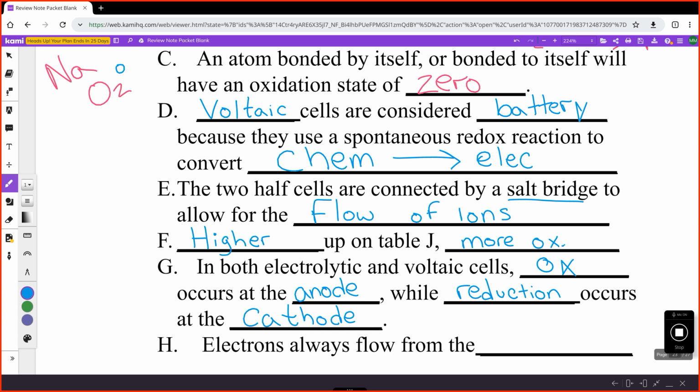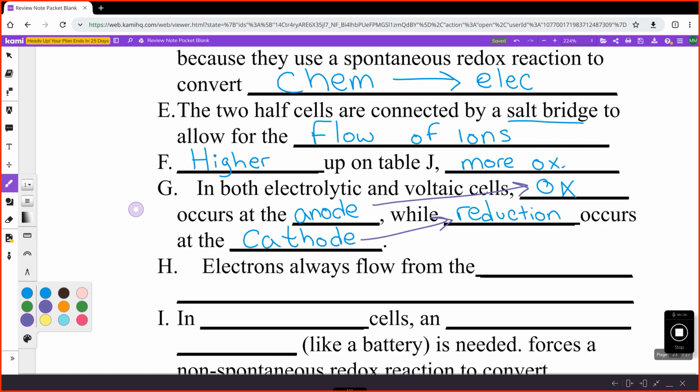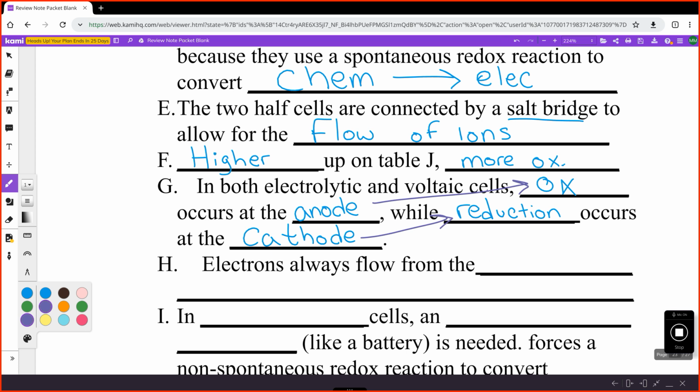And the way the electrons flow, and this is where I need you to use your brain a little bit and think about it. If the anode is the site of oxidation, that's the place where electrons are being lost. If the cathode is the site of reduction, then that is where the electrons are being gained. So then logic tells me that the electrons always have to be flowing from the anode, the place of losing electrons, to the cathode.